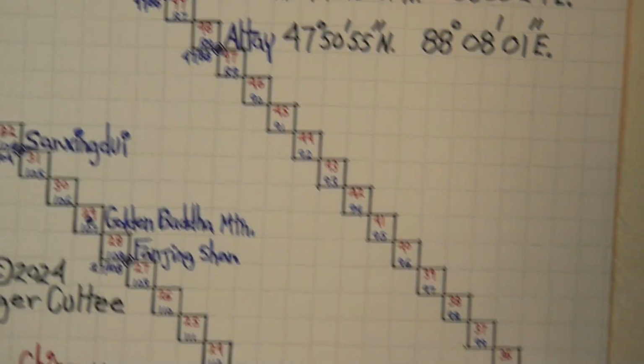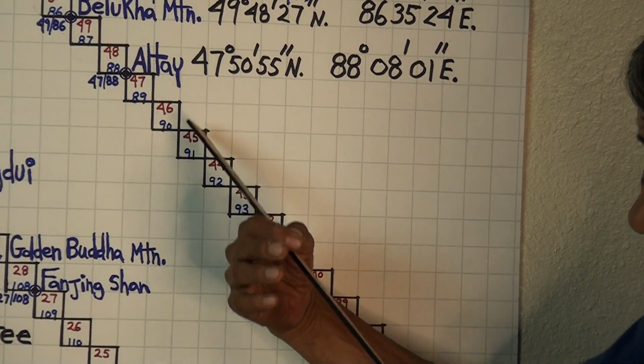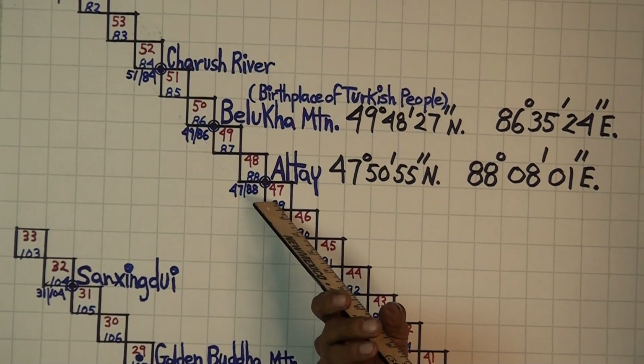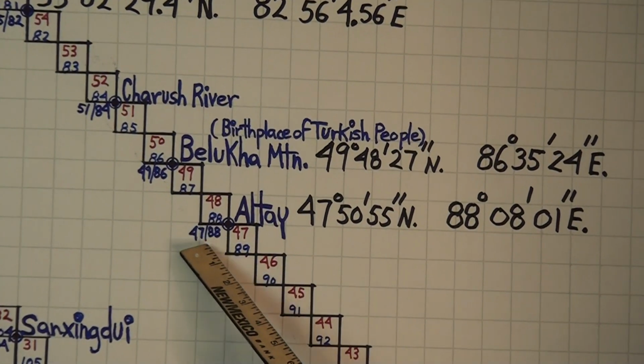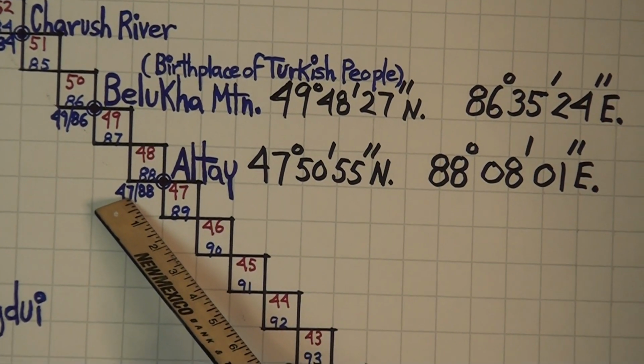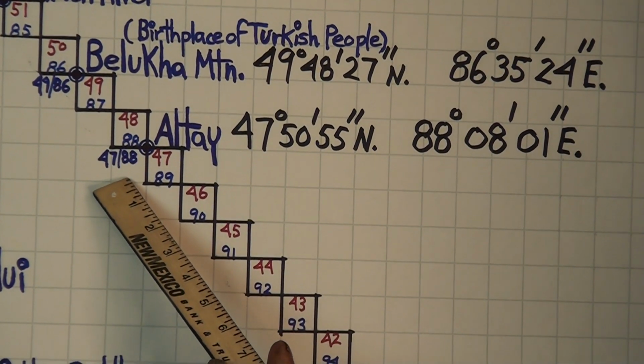33, 34, 35, 36, 37, 38, 39, 40, 41, 42, 43, 44, 45, 46, 47. And what's that? 47 and 89 degrees longitude. It takes you to 47 degrees latitude and 88 degrees longitude.